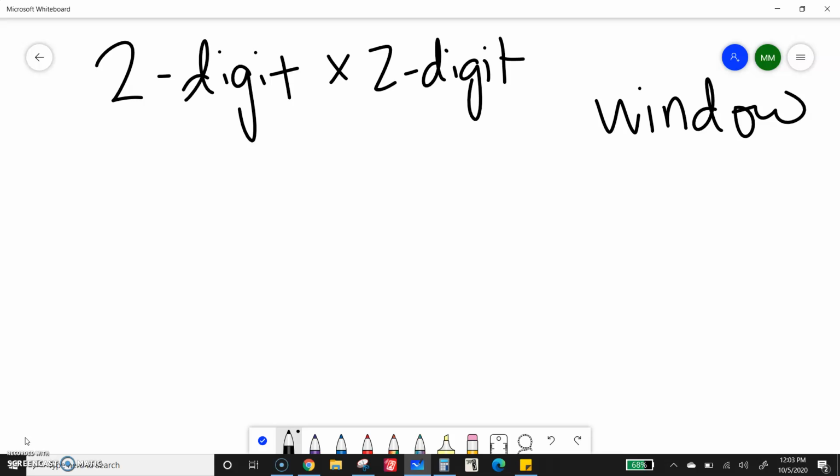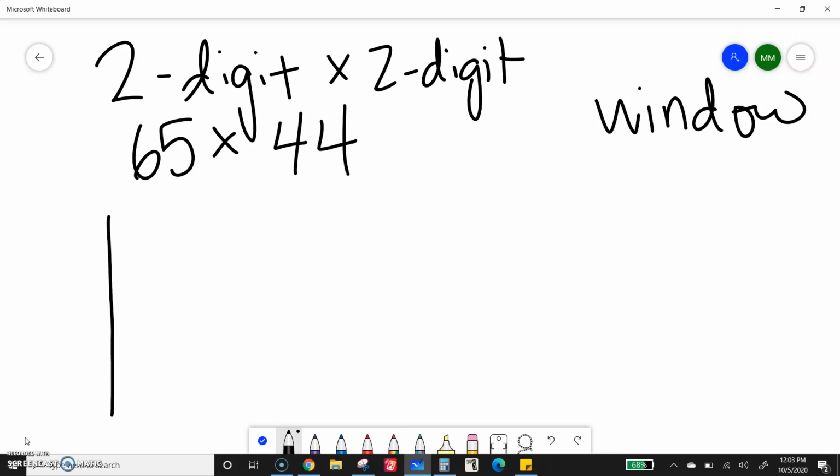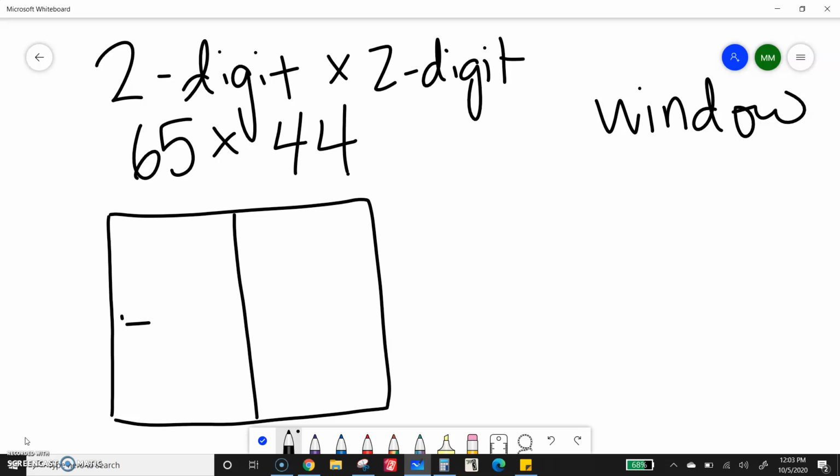So say I have a problem like 65 times 44. So when I draw my window, I'm actually going to draw 2 by 2 this time instead of the 3 by 1 or the 4 by 1 that I did last time, because I have 2 digits by 2 digits. So I'll still write them in expanded form, 60 plus 5, and then along the side 44. So now we have to match up.